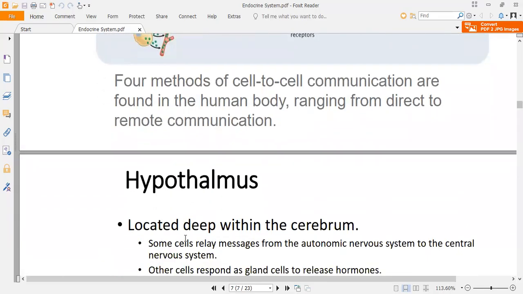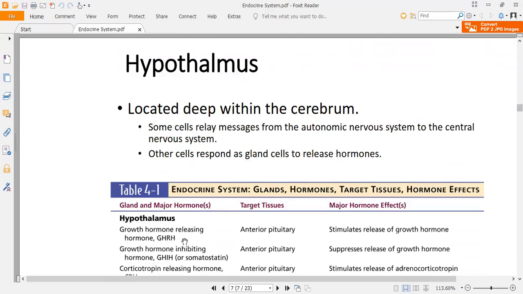Okay, so now let's talk about the hypothalamus. As you know, it is part of the brain, located deep within the cerebellum. Some cells relay messages from the autonomic nervous system to the central nervous system. Autonomic just means you don't control it consciously; it happens on its own. Central consists of the brain and the spinal cord. Other cells respond as gland cells to release hormones.